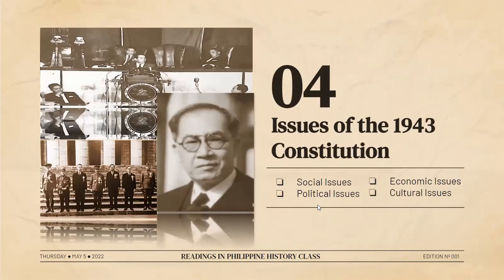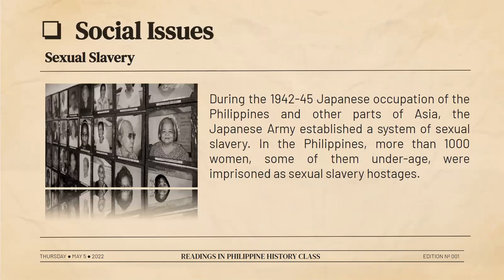First, we are going to tackle the social issues. Okay, so the social issues in the 1943 Constitution: first, we have sexual slavery. During the 1942 to 45 Japanese occupation of the Philippines and other parts of Asia, the Japanese army established a system of sexual slavery. In the Philippines, more than 1,000 women, some of them underage, were imprisoned as sexual slavery hostages.